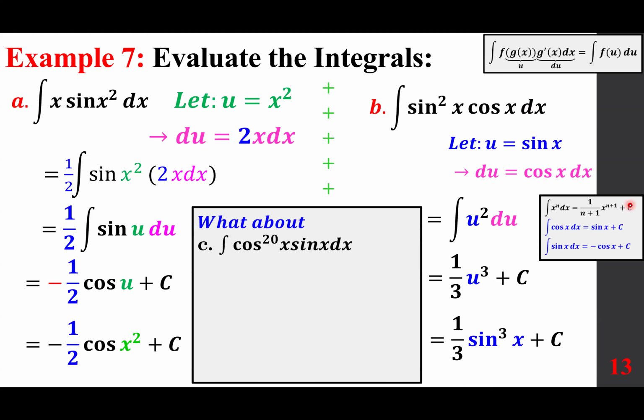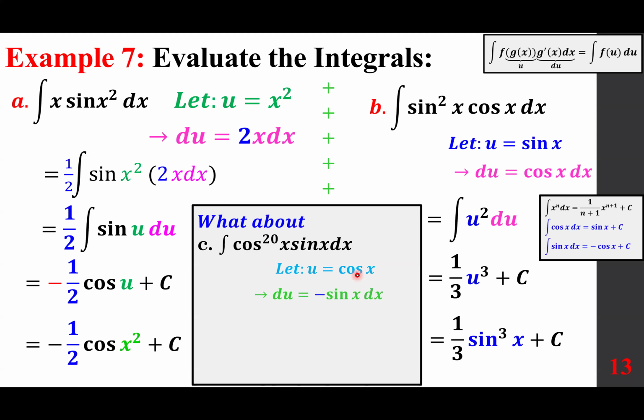Now, what about this case where we want to take the integral of cosine to the power of 20 x sine x dx? Obviously, cosine has the exponent. So cosine is a choice of u. The derivative of cosine is negative sine x. Therefore, du is negative sine x dx. So again, you can solve for dx, or I'm going to say, okay, I have sine x dx. Everything is in order. I don't have a negative sign, so I'm going to put negative in, negative out.